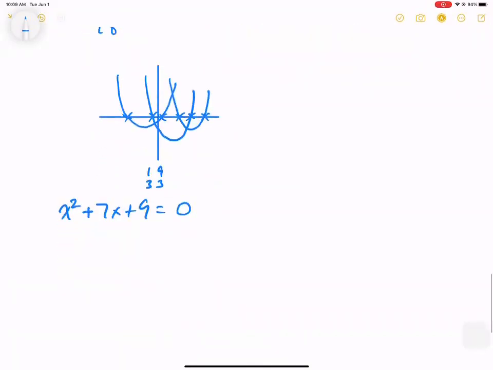Now, you can see 3 times 3 is 9, but they don't add up to 7, and 1 times 9 is 9, but they don't add up to 7, so this isn't factorable. If that was an even number, I probably would have done completing the square to be faster, but since it's not, we're going to do quadratic formula.